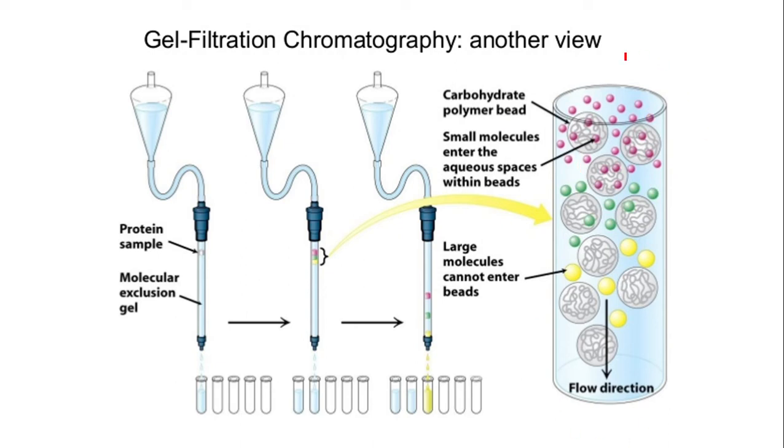This is the column. These are actually the materials which make up the beads of the column, the carbohydrate polymer bead is there. These violet colored ones are the smaller components of the mixture we added. These green colored circles are the medium sized components of the mixture we added, while these yellow molecules are the largest of the molecules present in the mixture we added. You see the largest ones come out first.